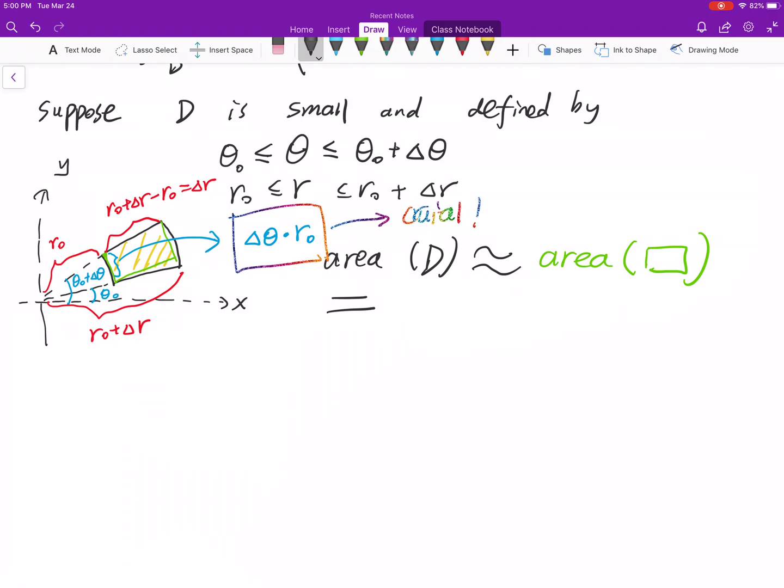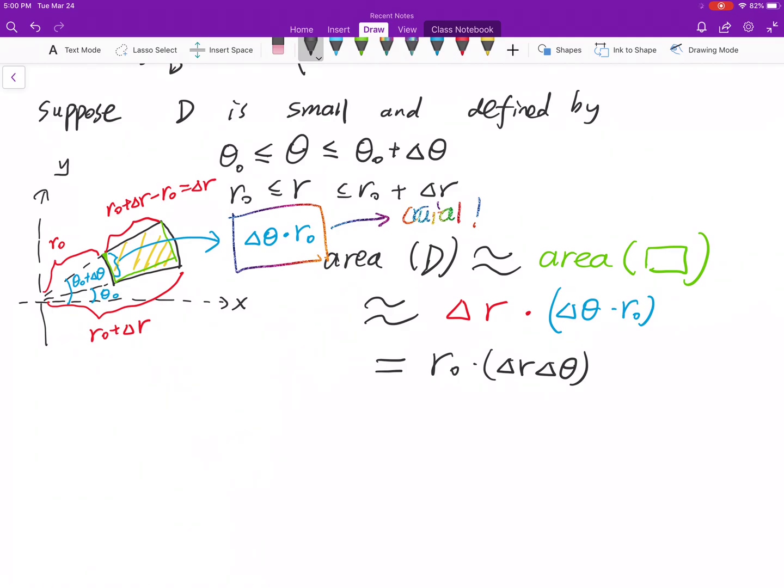Okay, then here the area is approximately equal to delta R times delta theta 0 dot R0. We can write it in the following way, if you want.